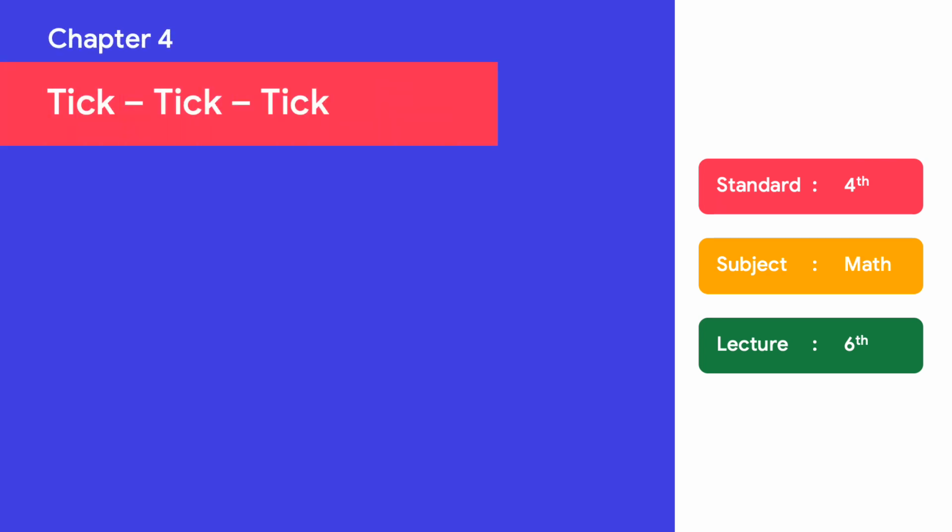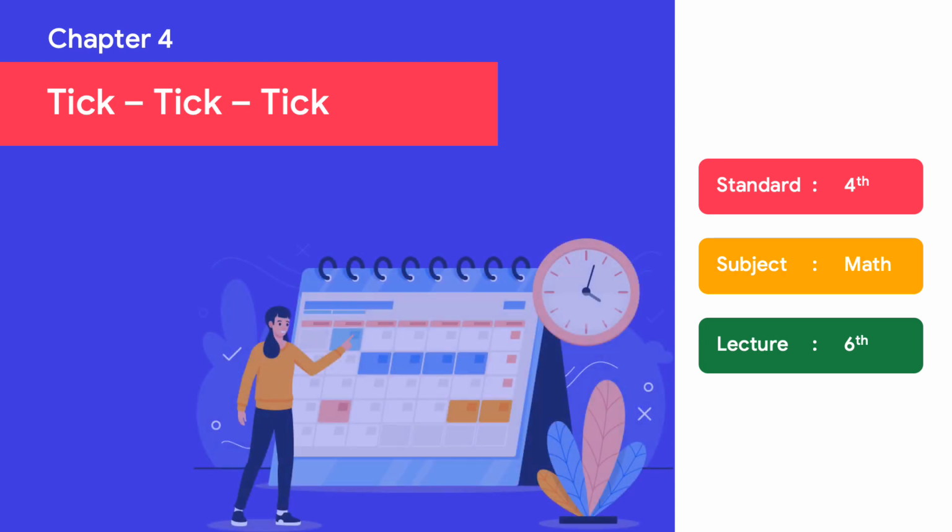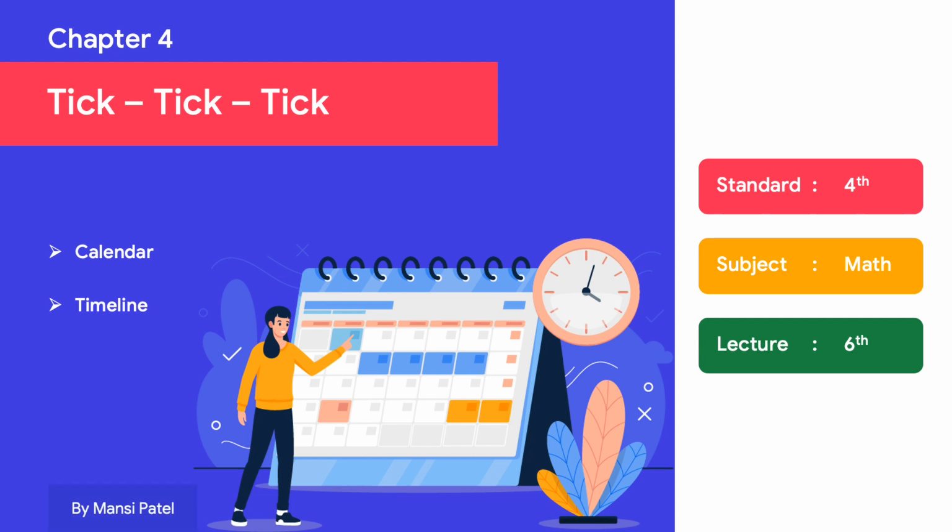The name of chapter number 4 is Tick Tick Tick. In our previous online session, we studied something about the clock and the introduction of calendar. Now today we are going to study more things about the calendar and the timeline. This timeline is related to clock as well as to calendar. How is it? Let us see in today's session.